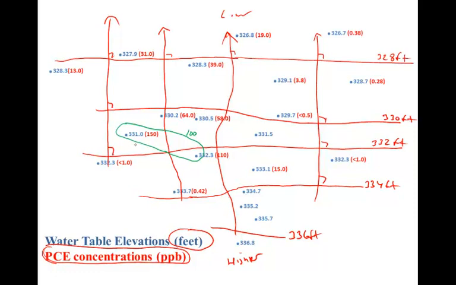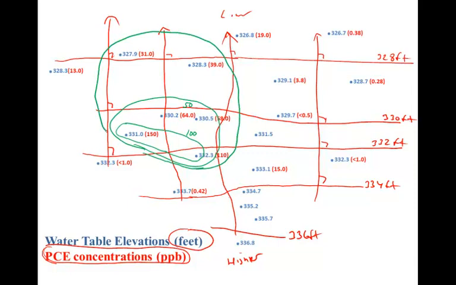The next contour I'm going to draw is the 50 ppb contour. All the points greater than 50 ppb on one side. All the points less than 50 ppb on the other. I'm going to next draw a 25 ppb contour. Let's draw a 10 ppb contour.